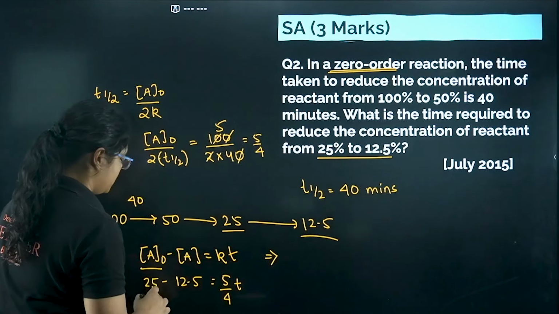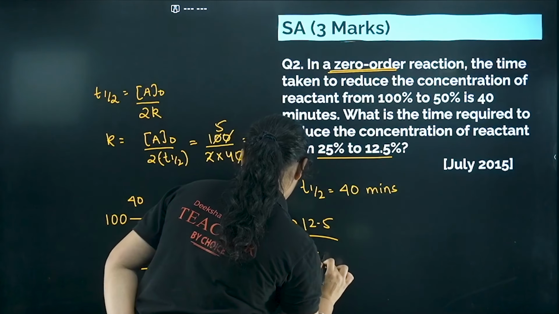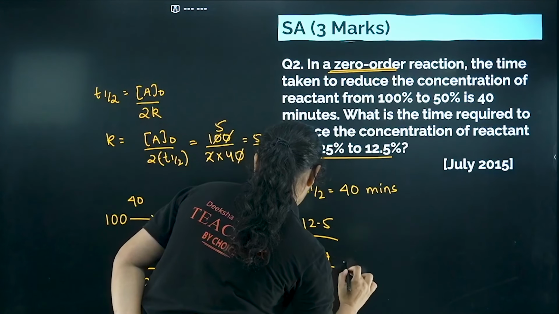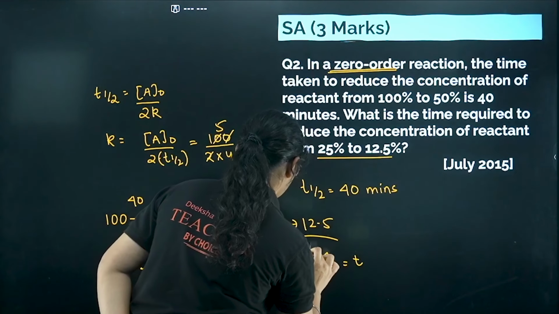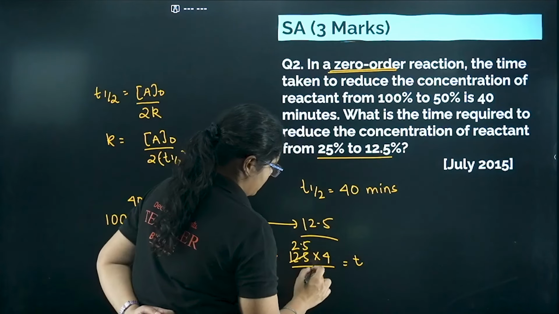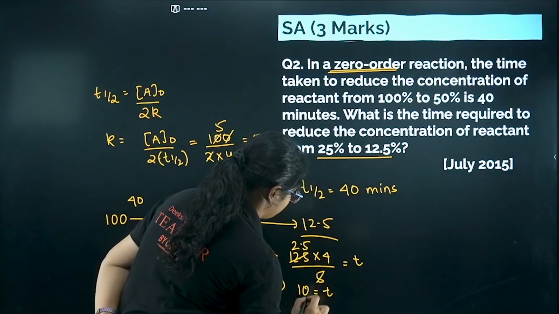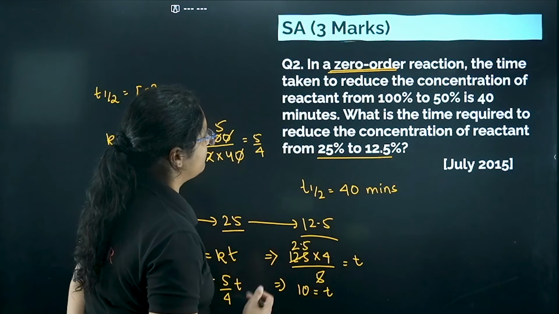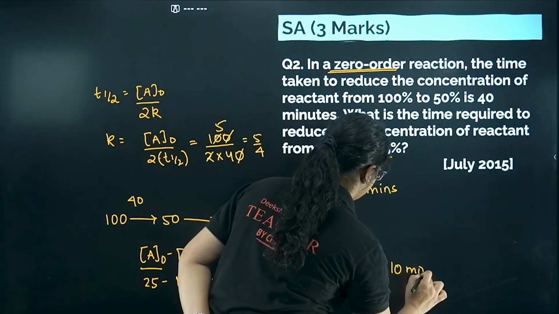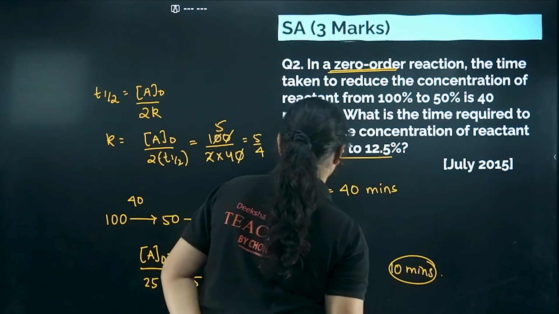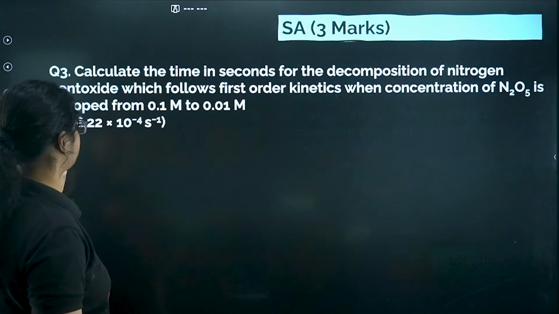So that will give me 12.5 into 4 by 5 equal to t. You can just calculate, 2.5 you will get, and this times 4 is equal to 10. So time you will get here is 10 minutes. So what will be the answer here? 10 minutes. Okay, clear? Next, question number 3.